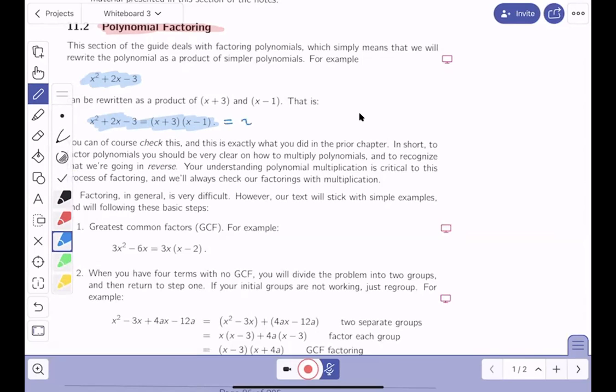x times x is x squared. Then you get minus x plus 3x minus 3. What does this give me? x squared plus 2x minus 3. Exactly what we expect. All right.